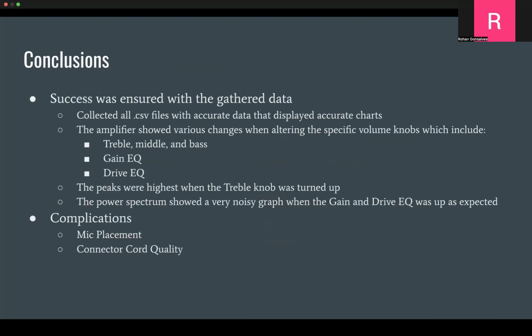In conclusion, the experiment was successful as all necessary CSV files were collected and produced accurate charts for analysis. The data confirmed that the amplifier responded distinctly to adjustments in the normal EQ knobs and gain EQ knobs. The highest peak occurred when the treble knob was turned up, while the gain settings resulted in a noisier spectrum. Minor complications such as mic placement and connector cord quality may have affected consistency, but do not hinder the overall validity of results.